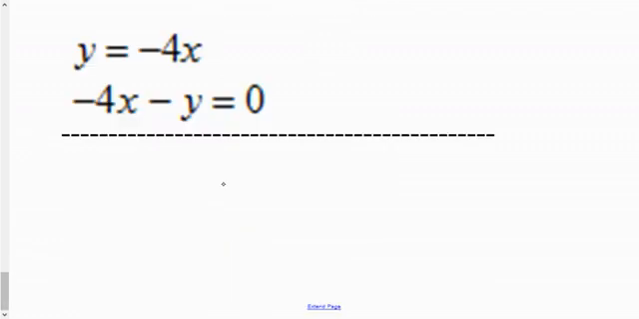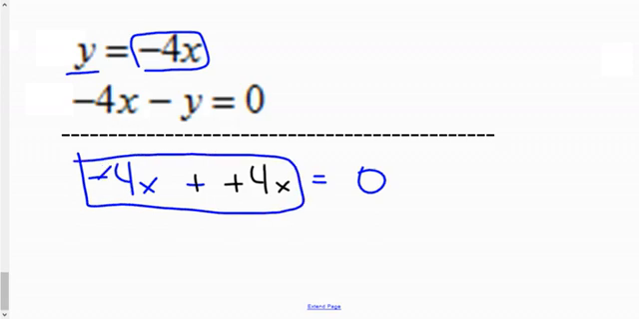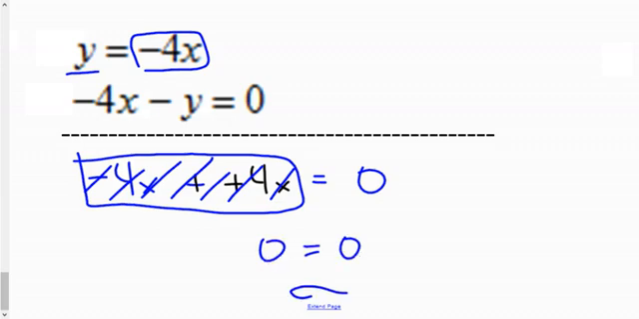Wherever we see a y, we're going to plug in a -4x. So let's get busy with this part. -4x minus, here's the y, we're going to replace it with -4x equals 0. Keep change, so it's -4x plus 4x. Well, that leaves us nothing there. There's nothing else here, and 0 equals 0. See how the numbers are the same? We would say those are infinite solutions. Basically, these equations are exactly the same.